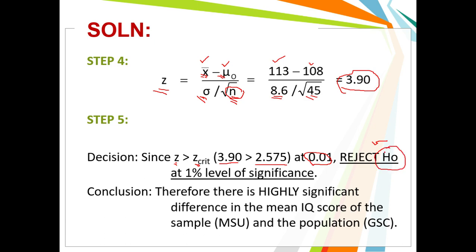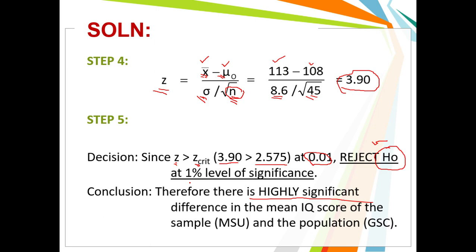Okay? So yung ating null hypothesis na nagsasabing walang significant difference is not true. So we have to reject that. So kung hindi siya true, therefore, there is highly significant difference because yung ating null sinasabi na there is no significant difference. However, mas nasa rejection area yung ating z-score. Therefore, there is a highly significant difference in the mean IQ score ng ating sample, which is our MSU students, compared with the population, which is the General Santos City.